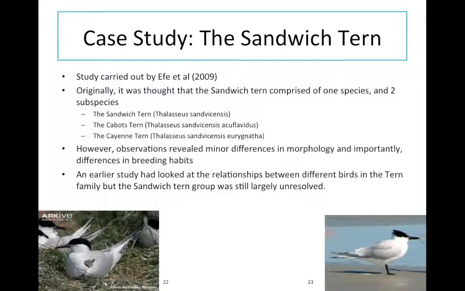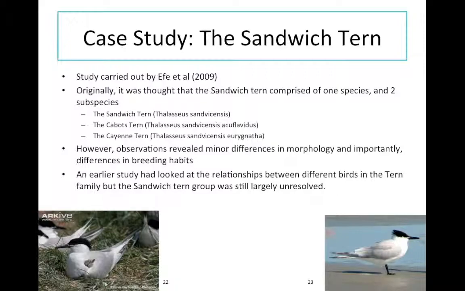Now obviously if they're the same species, they only get one conservation status, so it's important we figure out whether they are or aren't the same species. Observations revealed minor differences in morphology between the sandwich terns. So we have here the sandwich tern, which they call the parent species, and these are two of what they call subspecies. They needed to know, because of the differences in morphology and the differences in breeding habits, whether or not they were the same.